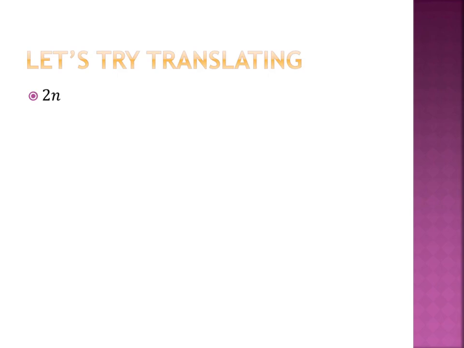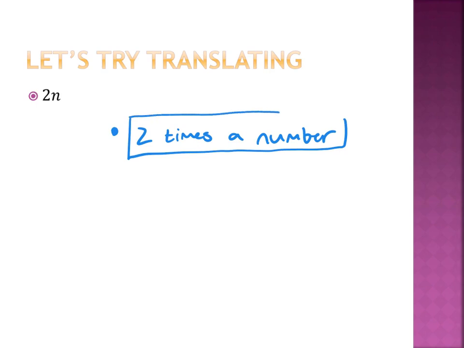Perfect. 2 times a number. Perfect. So we just got a great one. There are several things here. Here you can see it says 2 times n. And what y'all just told me was you could do 2 times a number. That is absolutely correct. Does anybody else think they can give me a different way? 2 times n. Perfect.